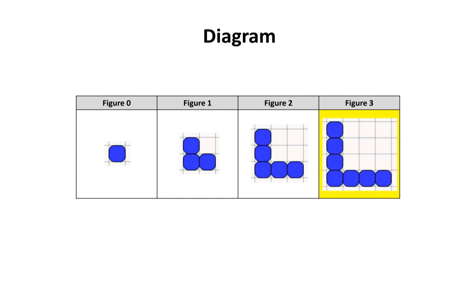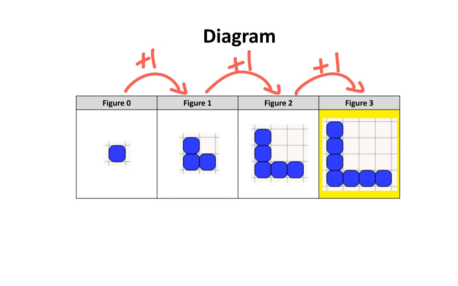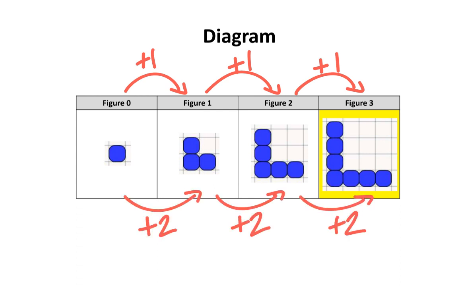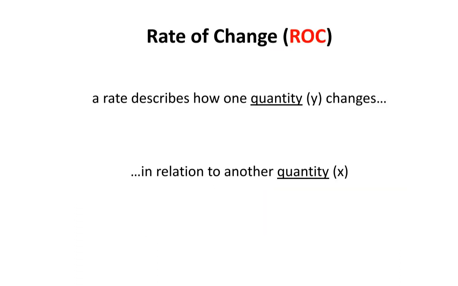If you predicted Figure 3 to contain 7 blocks, you would have been correct. Many of you may have noticed a pattern with the figure numbers. The figure numbers are increasing by 1. You may have noticed another pattern with the number of blocks. They're increasing by 2. The pattern that you just noticed is actually called the rate of change.